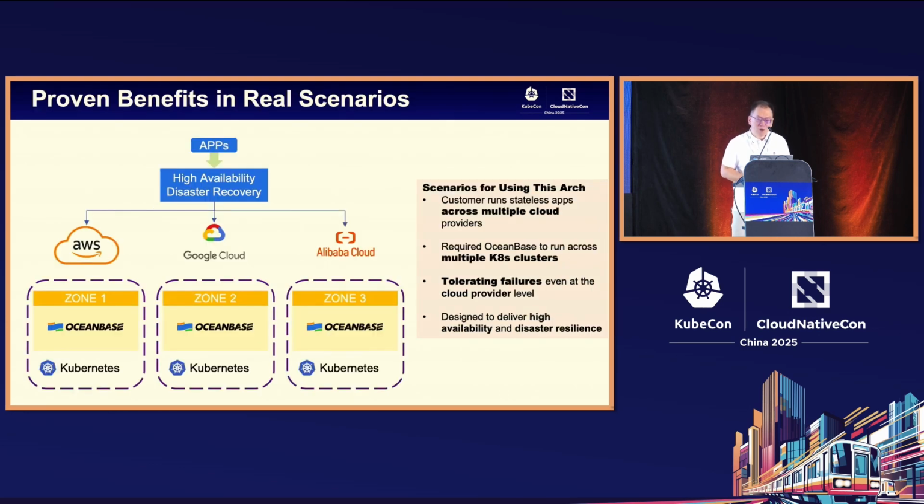We first built this for customers running apps in multi-cloud clusters. They needed a database that could stretch across different clouds, and OceanBase fit the bill. In the real world, this architecture helps users tolerate failures even at the cloud provider level. It's designed to deliver high availability and disaster resilience, not just within a cluster or region, but across clusters, zones, or even clouds.